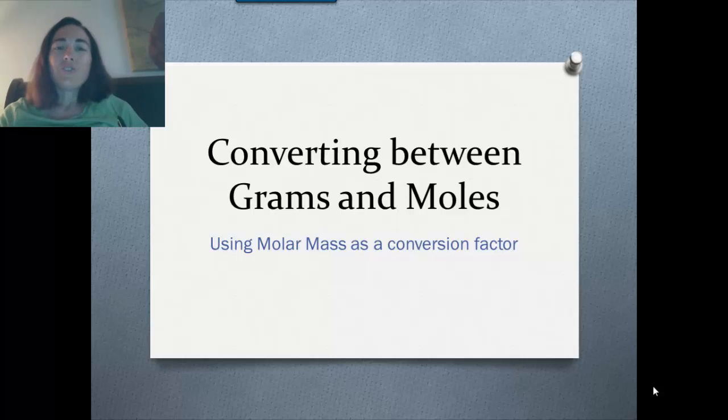This video is going to show you how to convert between the gram unit and the mole unit in chemistry. Now, previously you should have already learned how to calculate the molar mass of a substance or a compound, and you should also have learned how to convert from moles to particles or particles to moles. These are going to be similar conversions, we're just using different units. We're going to use grams instead of particles. So let's get started.